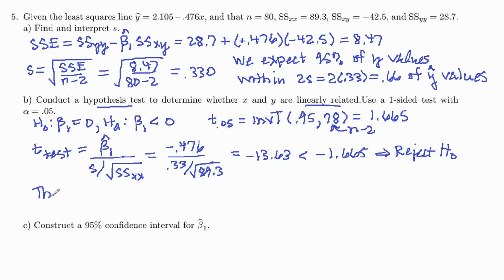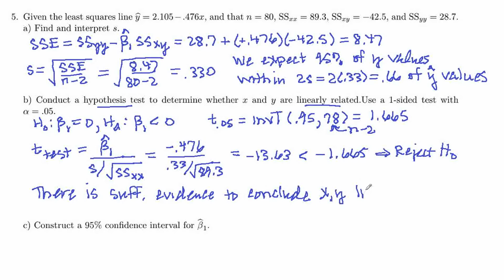So our conclusion is that there is sufficient evidence to conclude that x and y are linearly related. In other words, beta 1 less than 0 is what we're concluding. So that's our test for model utility.